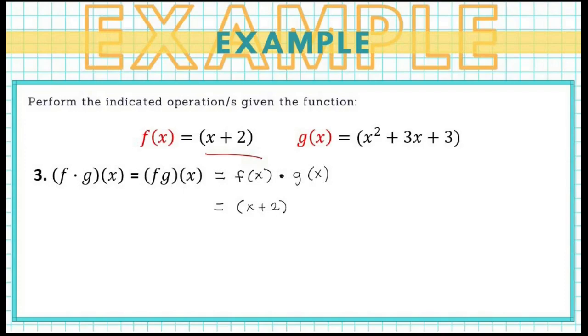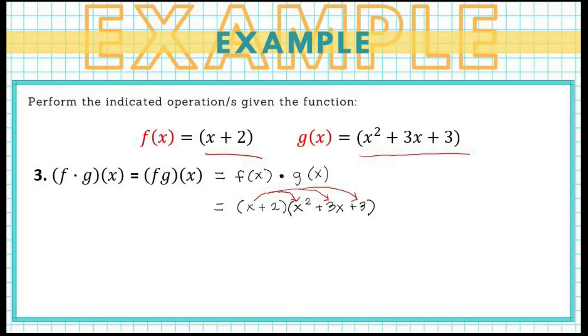Then the operation is multiplication. Since we are enclosing the terms in parentheses, we can disregard the dot symbol of multiplication. Let's now substitute g of x, and that is the quantity x squared plus 3x plus 3. Then after substituting, we simply multiply the terms. So the first terms we need to multiply are x times x squared, and then we also multiply x with the second term of the other factor, 3x, and lastly multiply x by 3.